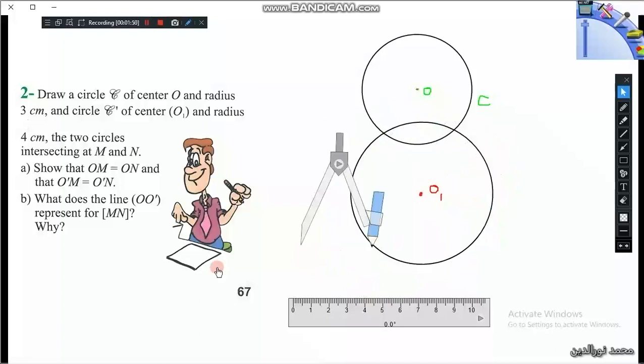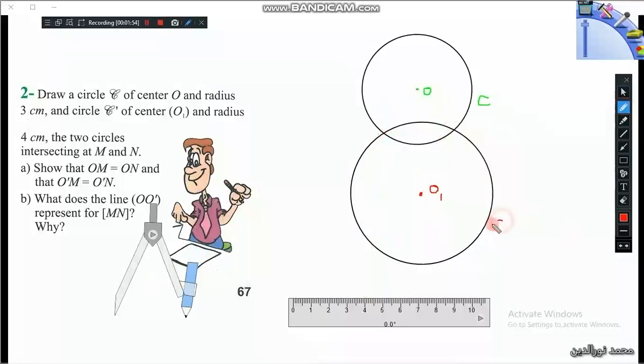We notice that the two circles intersect at 2 points. So this is the circle C prime, and they intersect at 2 points, this point and this point, and they are M and N. So this point is M and the other one is the point N. And then show that OM equal ON.